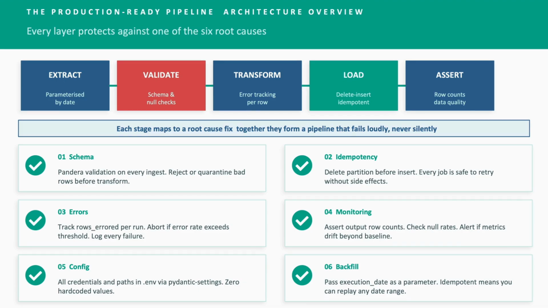Compare output row count to expectations. Check null rates. If assertions fail, alert before downstream consumers read the data. And root cause 5 is solved at the infrastructure level. Every connection string, password, and configuration value reads from the environment via Pydantic settings. Together, these five stages form a pipeline that fails loud at every layer and never fails silently anywhere.